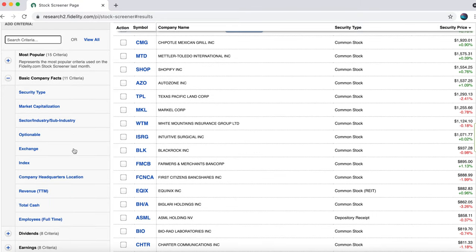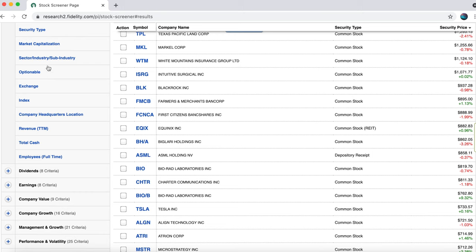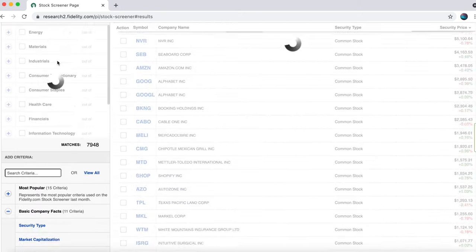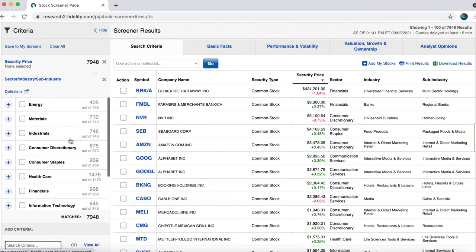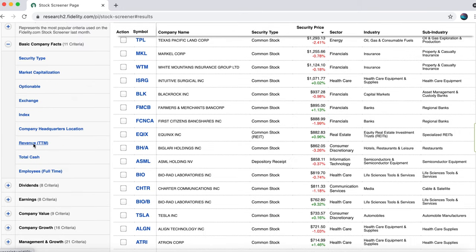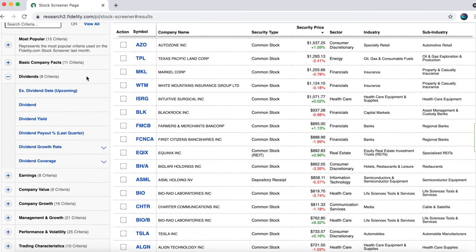So as you can see, the basic company criteria, you have basics. So what kind of stock are you looking to invest in? Are you looking for index funds, ETFs? You know, what sector? Let's say you're looking for a particular sector. So you can see all the different kind of options here, energy, materials, industry. You can do basic revenue. Like, is this company profitable? Total cash on hand. How much cash does this company have? Employees. Then the next category down is dividends. So a lot of people like to invest in stocks that give good dividends.